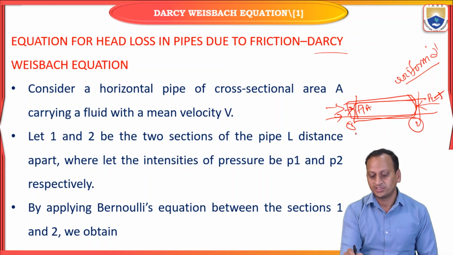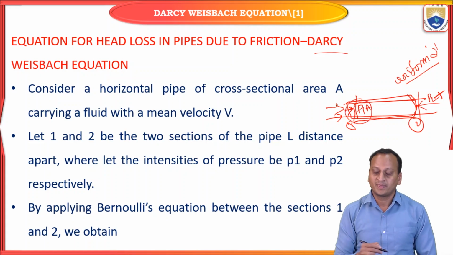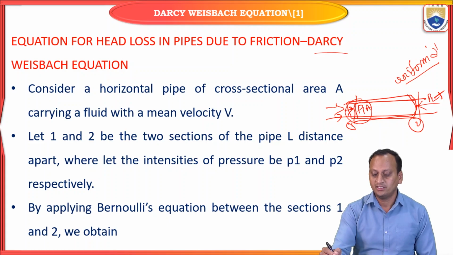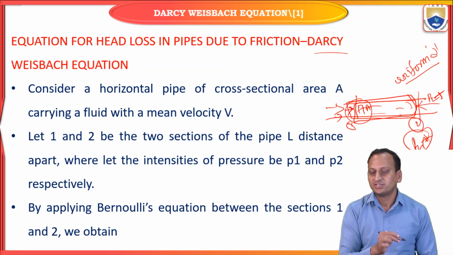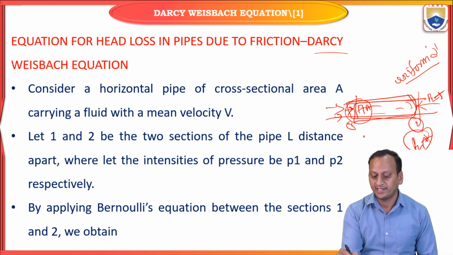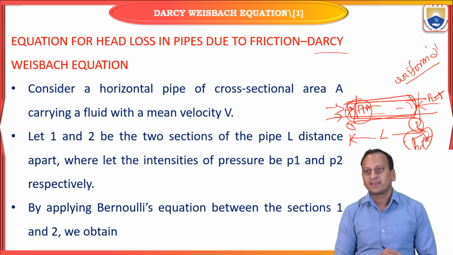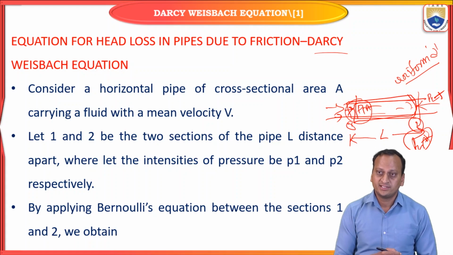Therefore, at section 1, P1 into A, the pressure into the area, is nothing but the pressure force at section 1, and similarly P2 into A will be the pressure force at section 2. So this is the control volume through which the fluid flows, and between section 1 and section 2, consider the pipe length as L.